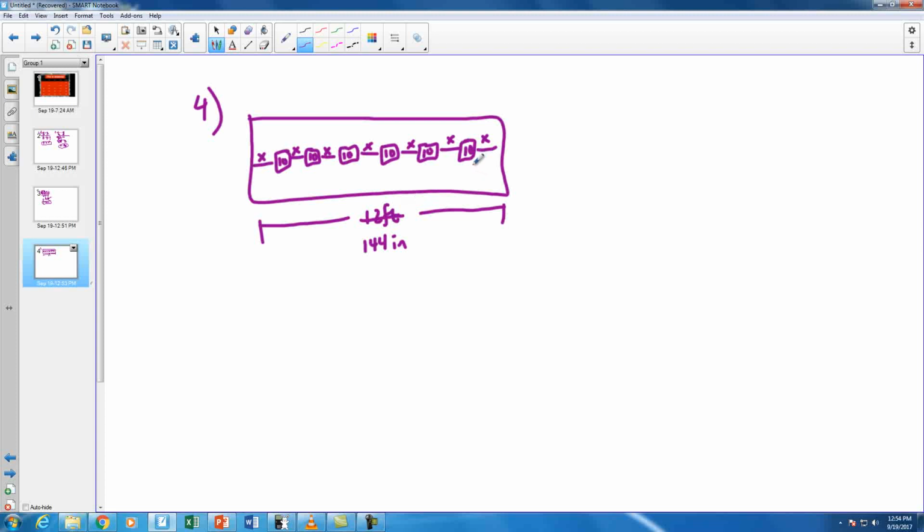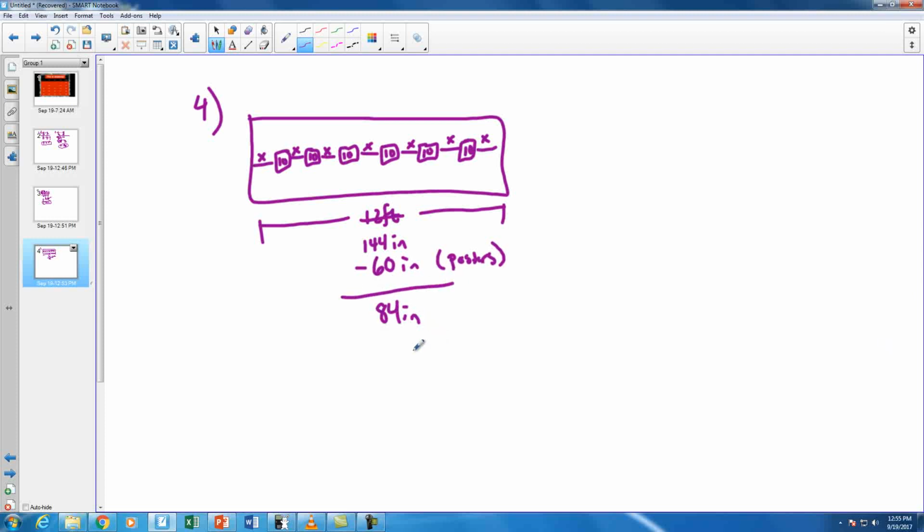At any rate, each poster is 10 inches wide, and now we want to figure out how big this gap is. Well, how many posters do I have? I've got 1, 2, 3, 4, 5, 6. That's 60 inches, right? Because there's 10 inches each. So I'm just going to subtract 60 inches. I'm going to write out here, this is the posters. Okay, so I'm subtracting the posters. That leaves me with 84 inches.